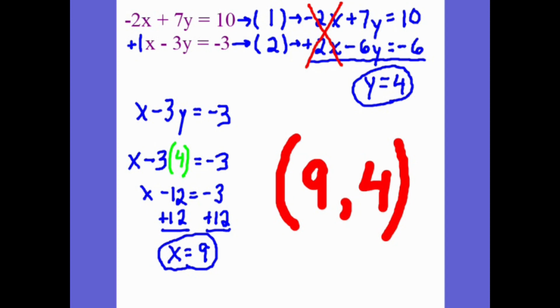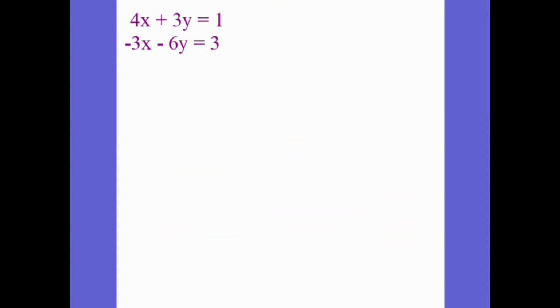Alright, if you think you can do this next equation on your own, go ahead and hit pause. Otherwise, I'll do it for you right now. So in this one, we can tell that 4 minus 3 does not eliminate. 3 minus 6 does not eliminate. So I'm going to need to multiply them by something. So I put my parentheses and my arrows.